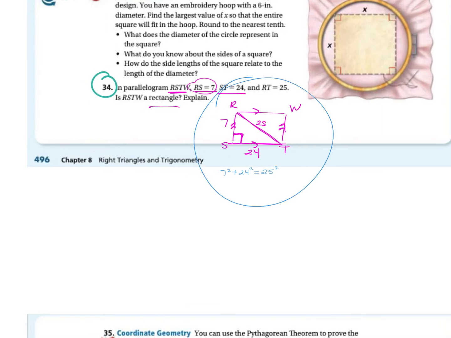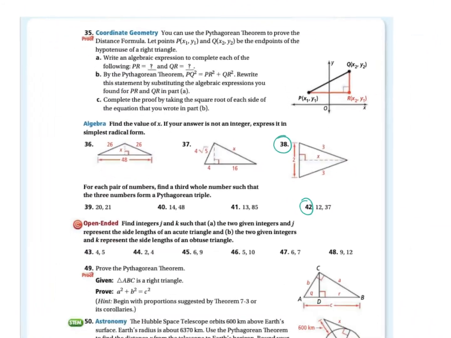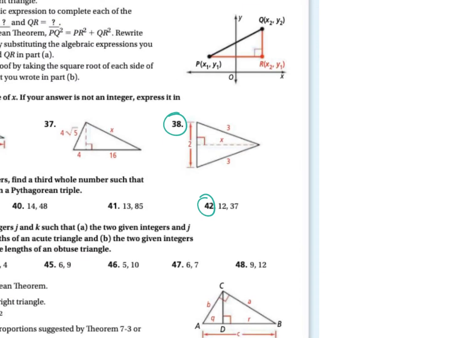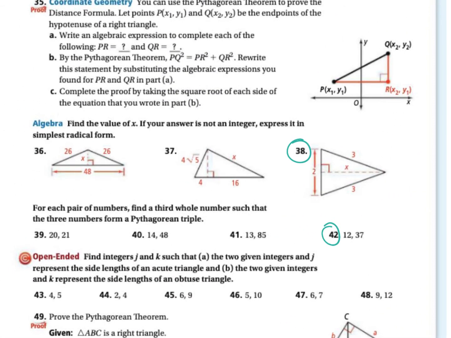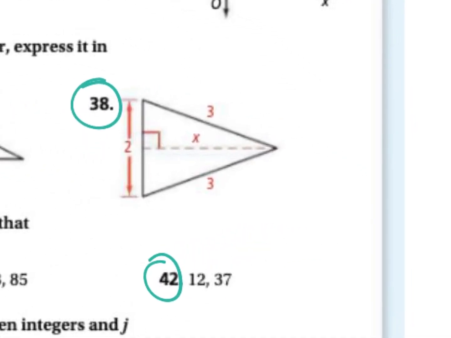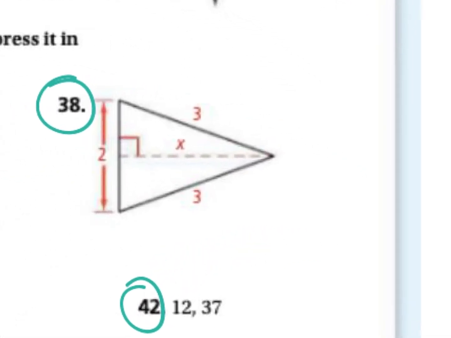This is a lovely explanation as to why. Okay, 38. Find the value of x. If your answer is not an integer, put it in simplest radical form. With this setup, when we draw this perpendicular in, if you recall, in an isosceles triangle, what does this line that is perpendicular do to this side over here? It's a bisector, right? So this would be 1.